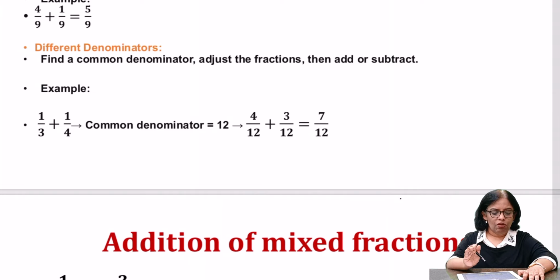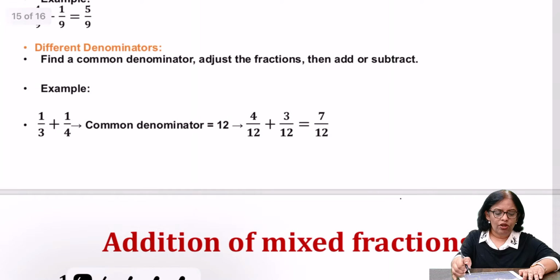So 1 upon 3 means what? I have to multiply 3 to get the answer 12. So 3 what's are 12? 3 4s are 12. For you, I can do the rough work over here.